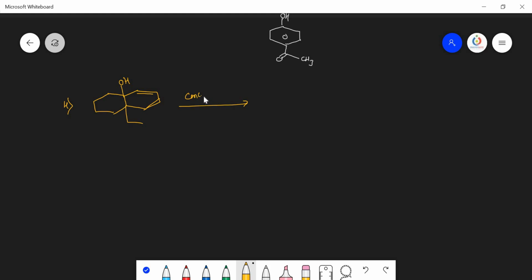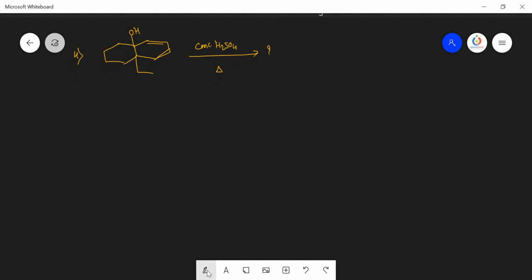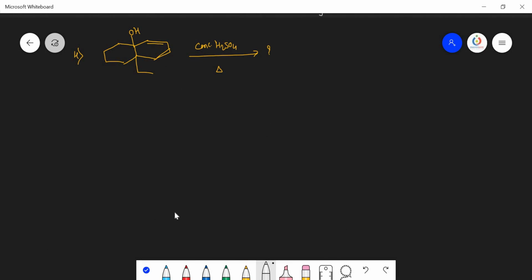So concentrated H2SO4 and heat it, and let us see the product. What must be the product over here? When concentrated H2SO4 is there, it is automatically a dehydration reaction, meaning we need to remove the water molecule. So let us see the procedure of the reaction that is going to take place with this molecule.